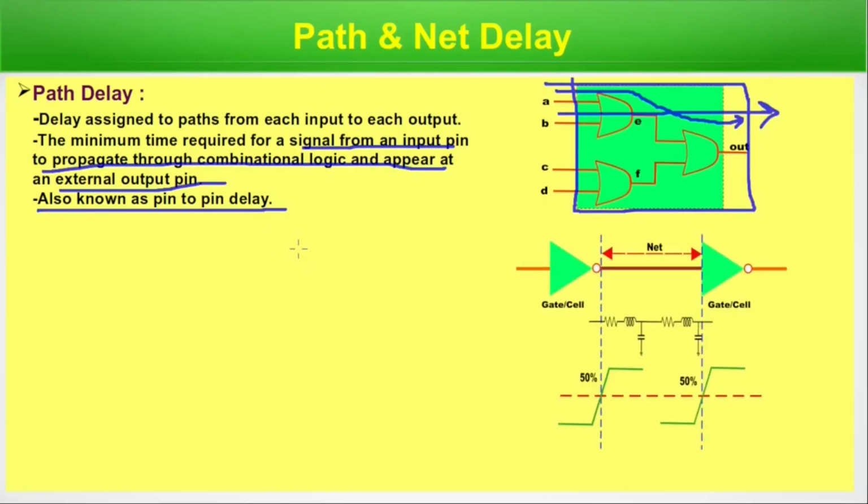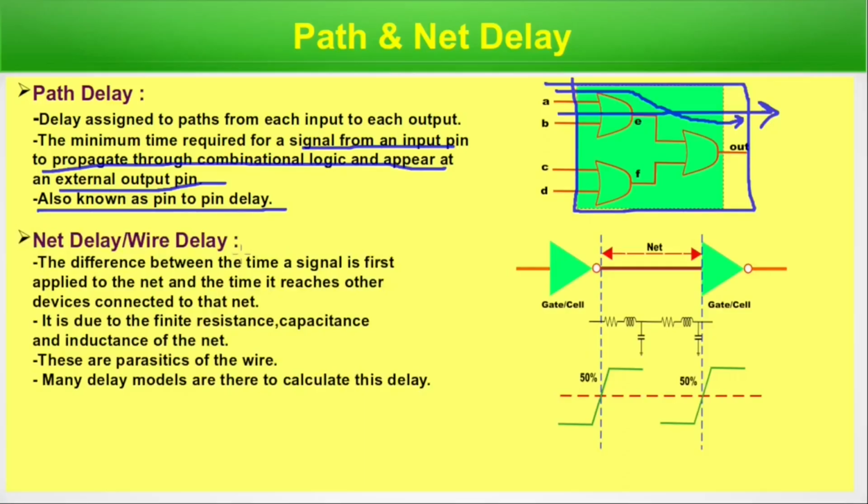Now, net or wire delay. This net or wire delay is basically interconnect delay. We have already discussed it in this series. It is the difference between the time a signal is first applied to the net and the time it reaches the other devices connected to that net. It is due to the finite resistance, capacitance and inductance of the net.